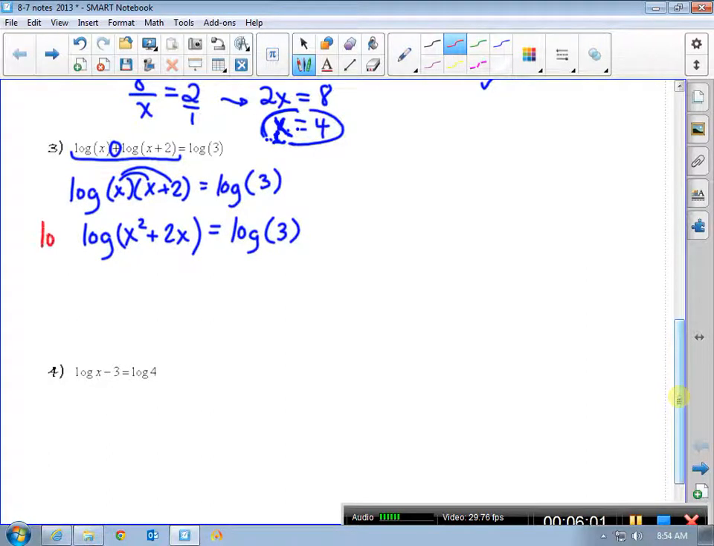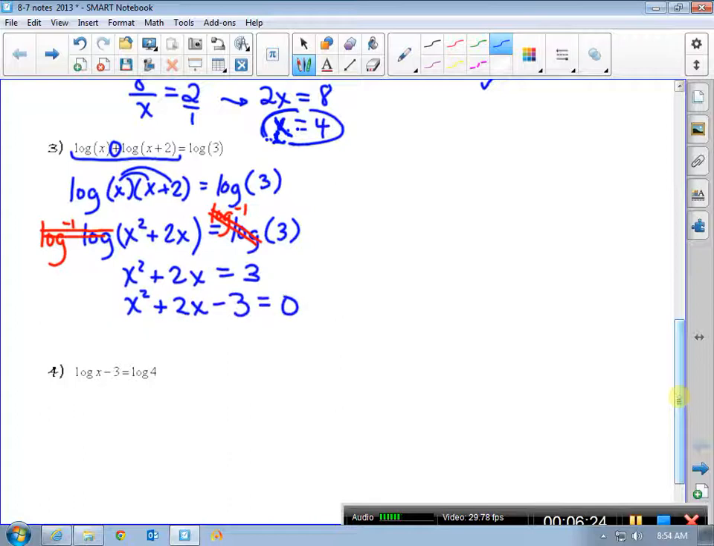Then I'm going to anti-log, log inverse, both sides. Goodbye logarithm, goodbye logarithm. x squared plus 2x equals 3. We have a quadratic. Let's subtract that 3 over to get it set equal to 0. We'll try and factor this. If not, we would need the quadratic formula or completing the square, but this guy factors beautifully.